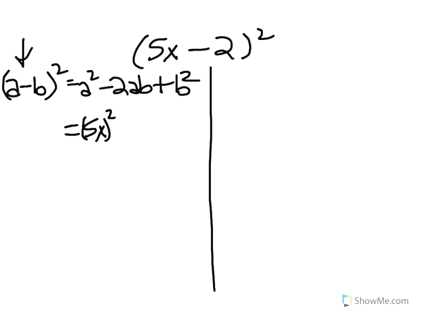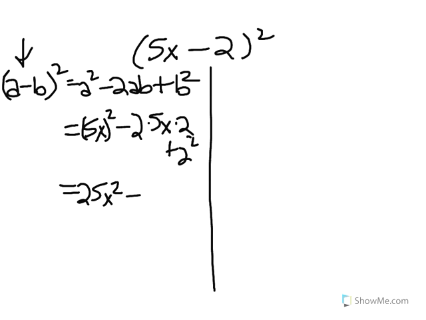So we have 5x quantity squared minus 2 times 5x times 2. And then b is 2, so we have plus 2 squared. Well, the quantity 5x squared is 25x squared. 2 times 5x times 2 is 20x, and of course it's still negative. And then 2 squared is 4. So this is the square of that expression.